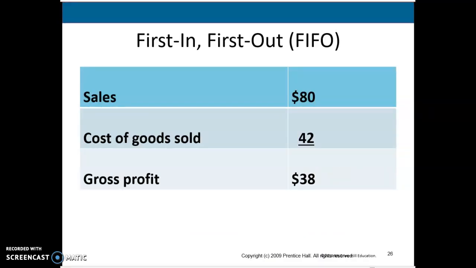All right, so our sales was $80, cost of goods sold was $42, and our gross profit is $38. Remember, sales comes from the price we sell it to our customers for. Our cost of goods sold comes from the price we paid for it, and our gross profit is the difference between what we sell it for and what we paid for it.